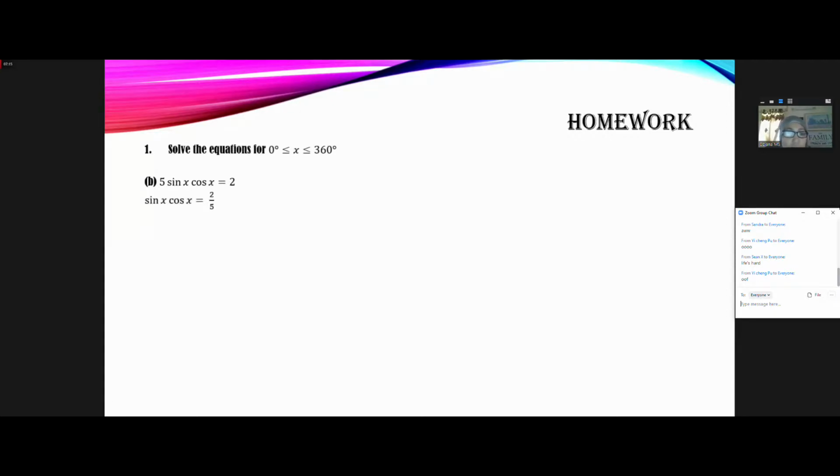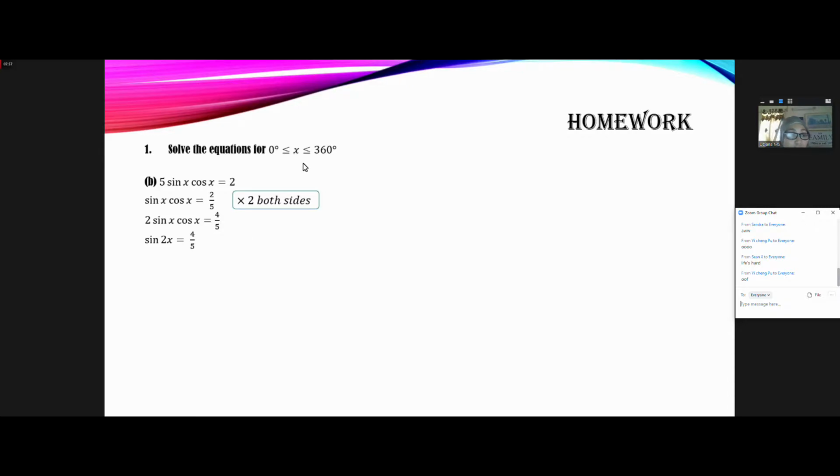Then you must have 2 sin x cos x. So what should you do to get that 2? You have to multiply both sides by 2. Once you multiply both sides, you get 2 sin x cos x equals 4 over 5. Then you replace with the identity: 2 sin x cos x is sin 2x equals 4 over 5. So this is the first part of this chapter, if you still remember.